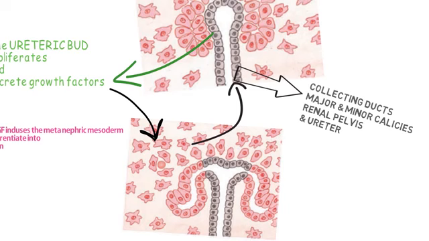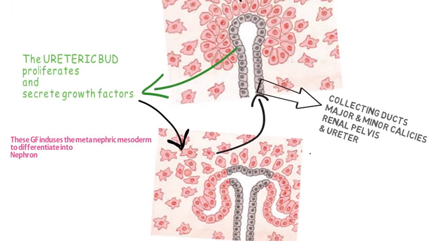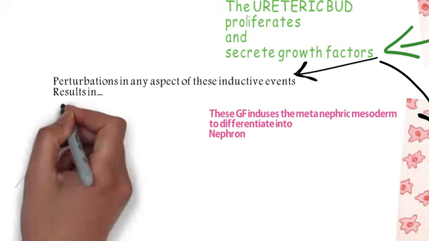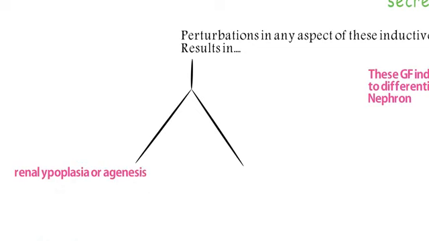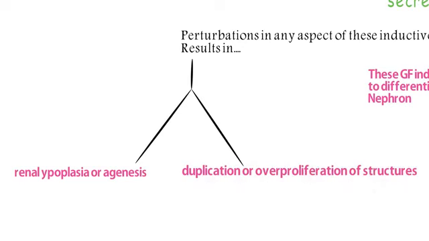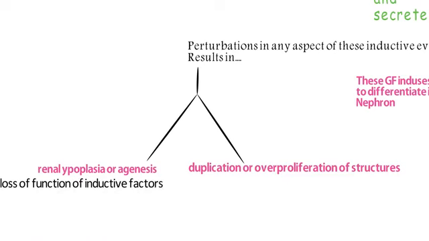Okay. So there is an induction between the ureteric bud and metanephric mesoderm, and there might be a disturbance or perturbation in these inductive events. If there is a perturbation or disturbance in any aspect of these inductive events, the result is number 1, renal hypoplasia or agenesis of kidneys. Or it might result in a duplication or overproliferation of the structures, like the duplication of ureter. The renal hypoplasia or the renal agenesis is due to the loss of function of these inductive factors, and the duplication or overproliferation of these structures is due to the gain of function of these inductive factors. So these inductive factors and these inductive events are very important in the development of permanent kidneys.